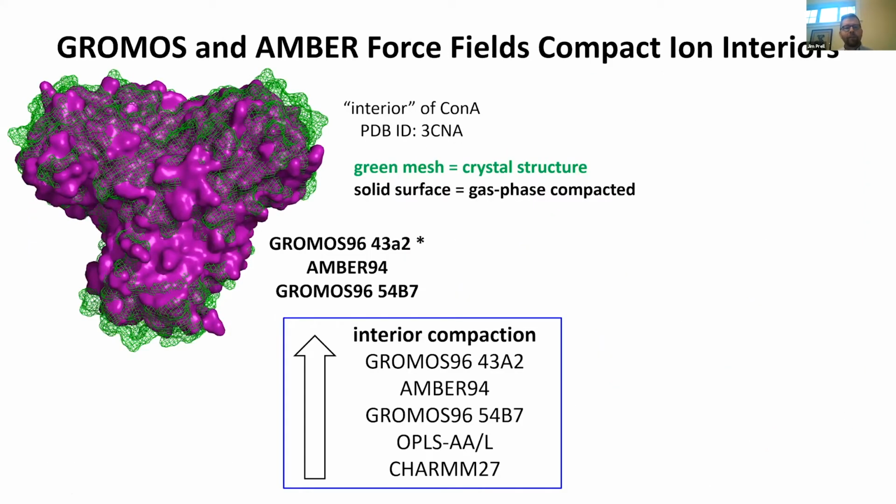What about the rest of the protein? We defined the rest of the protein as the quote-unquote interior, and we used the computed collision cross-section of that interior as a stand-in for what's going on with its structure and compaction. As I'll be showing you in the next couple of slides, the green structure shown here in mesh is the original crystal structure, and the purple solid structure is after the gas phase compaction simulation. We found that Gromos and Amber force fields again predict a greater degree of compaction of the interior, essentially slight rearrangements of the various amino acids, as compared to OPLS and CHARMM.